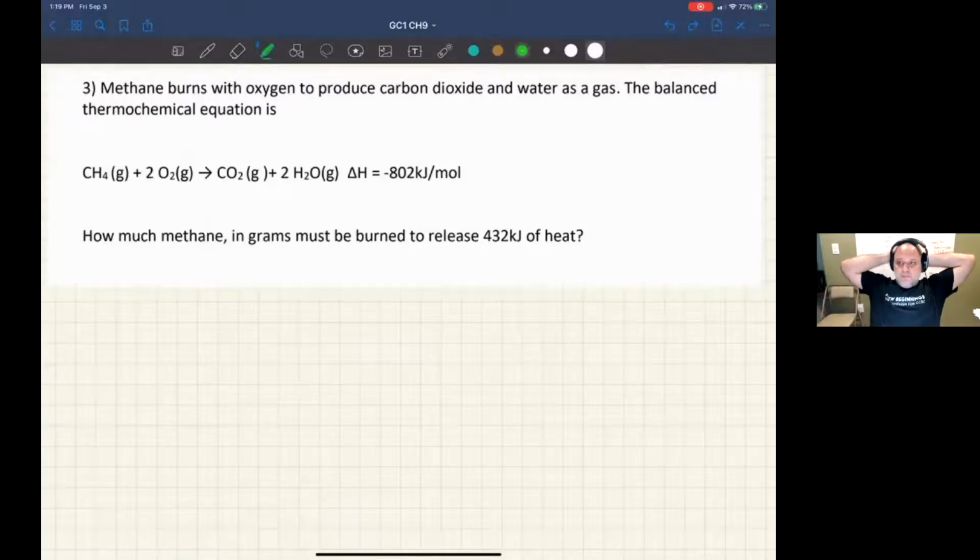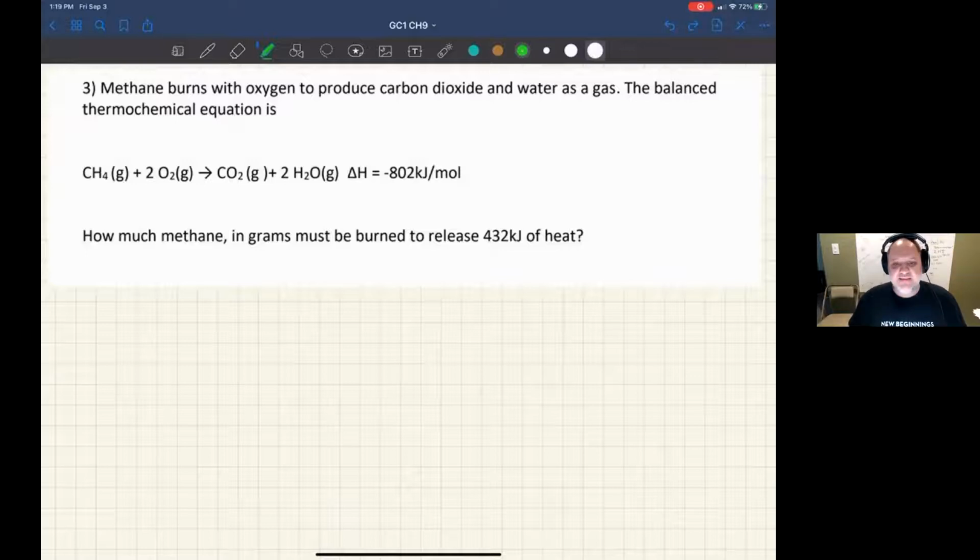Okay, here's a problem that gives us a thermochemical equation. It's balanced. It's got the thermochemical information included. It says that the enthalpy of the reaction is negative 802 kilojoules per mole. So it's an exothermic reaction. Energy is released in this case.